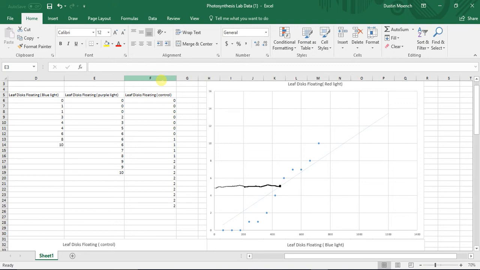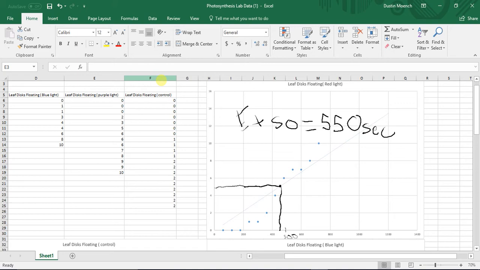And then I'm going to take it down to my x-axis and see about what time that is. So here I've got 400, here's 600 seconds, maybe right here, maybe that would be 500 seconds. So I'm going to say that my ET50 for my red light is going to be equal to 550 seconds.